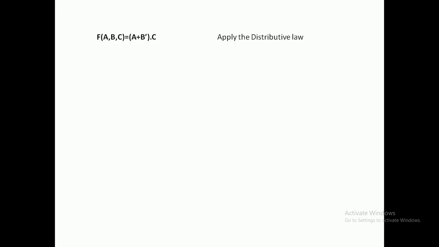Sometimes, let us take this example: a plus b dash, into c. Now it seems like a product of sum term. Here there is a first sum term and a second sum term, but you don't see any other signal along with c. It is a single term, a single signal. But what about the first one? a plus b dash, this is a sum term. The second one is also one term, but without a combination of other signals.